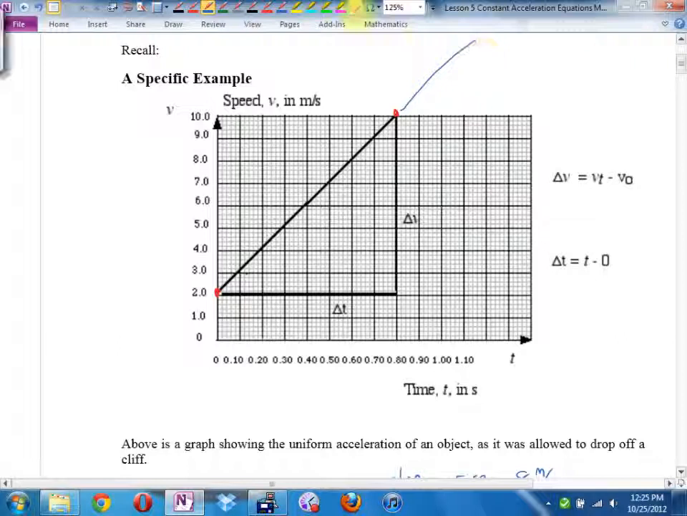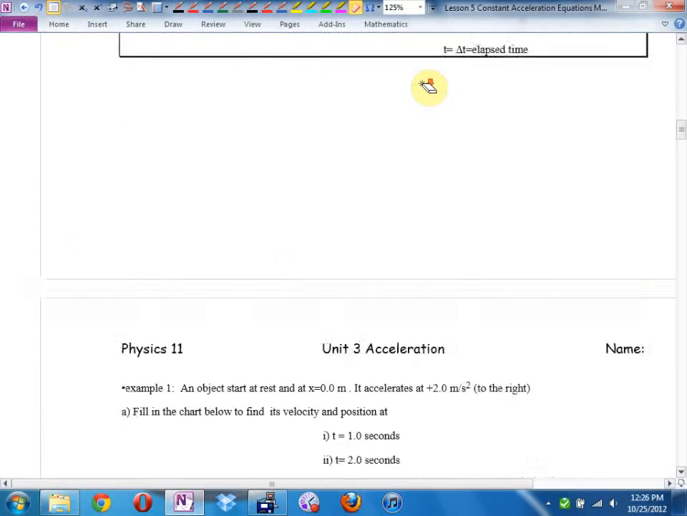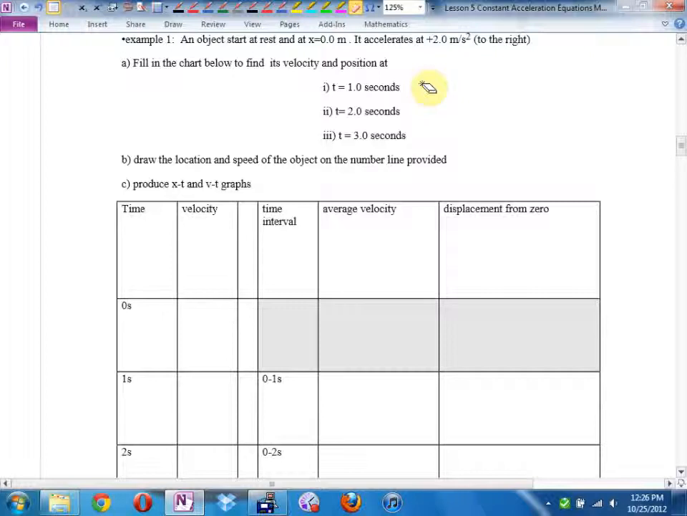Problem with graphs is they're a pain. You need graph paper. You need a ruler. They take a lot of work. We want to move away from graphs today and see if we can get there algebraically with equations. That's our goal. So we're going to do a chart to convince us that this equation that we just derived works. And then we're going to say we're not doing a chart anymore.